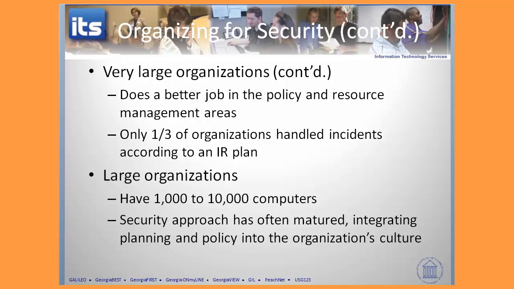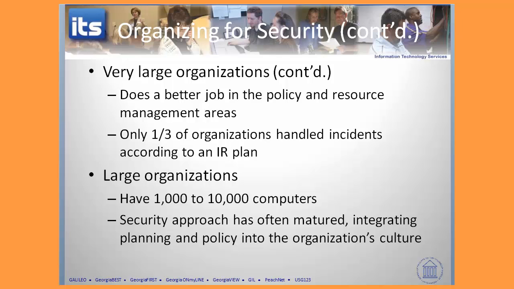Typically, very large organizations do a better job in policy and resource management, and about a third have handled incidents in agreement with their incident response plan. Hopefully you're one of those third. It is the first thing you should start to focus on. All right, well, we've talked about some of the characteristics with very large organizations and the challenges they have. They're going to have some challenges with complexity. They're going to have large budgets, but they typically spend less per user of that budget. Their budgets will tend to grow faster than the general IT budget. They tend to do a good job in policy and resource management. They tend to be challenged in incident response because, to be honest, a lot of incidents are going on.